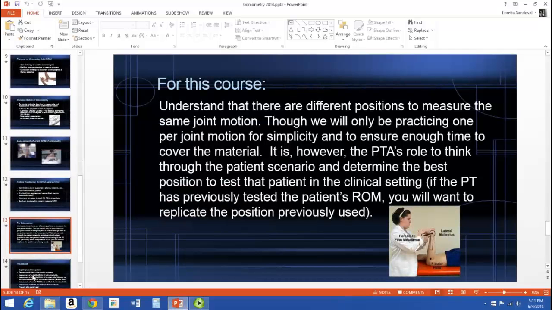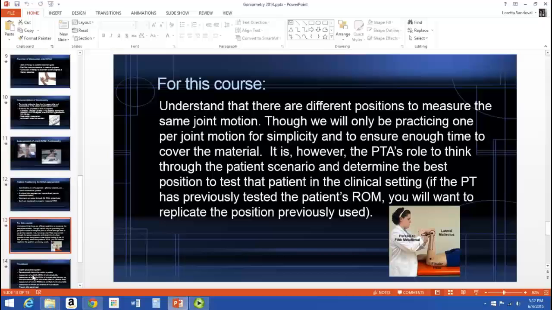So for this course, you should understand that there are different positions to measure the same joint motion, all of which can be correct. Mostly in the lab, we are only going to be practicing one motion per joint for simplicity and also to ensure enough time to cover the material. However, it's the PTA's role to think through the patient's scenario and determine the best position to test that patient in the clinical setting.